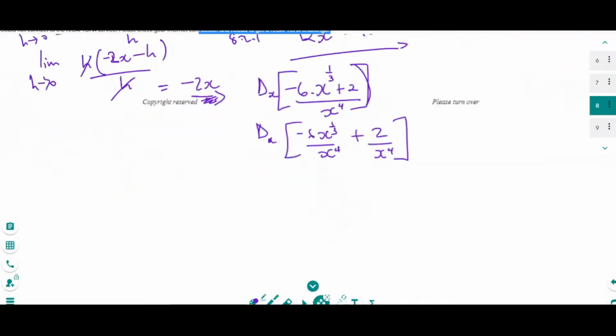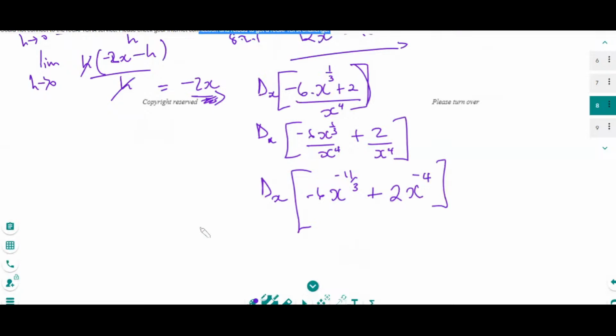Since these have the same bases, I'll subtract the exponents, 1 over 3 minus 4. I'll get, is it negative 11 over something? Yes. So the x with negative 6 is x to the negative 11 over 3. And then this, I'll just transpose that on top, that is the negative 4. The sign on the exponent will change.